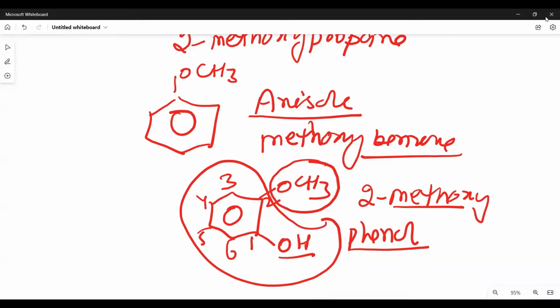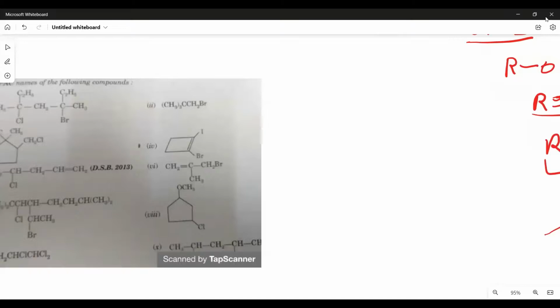Now see more examples regarding this. Now see this compound. अगर आप ये compound देखते हैं, ये वाला compound देखिए. Now here you can see it is cyclobutene. And Br and I are present enclosed in between this double bond. इन दोनों के बीच में आपका वो है.